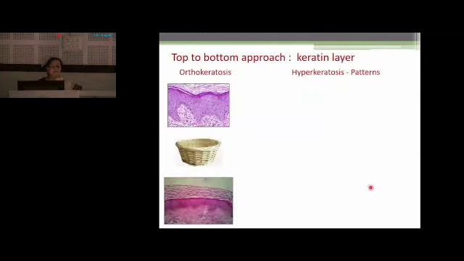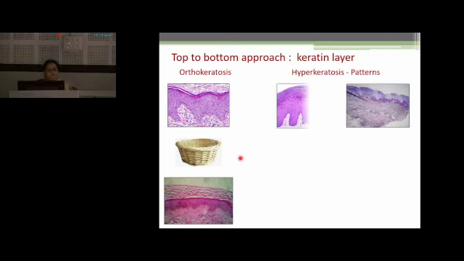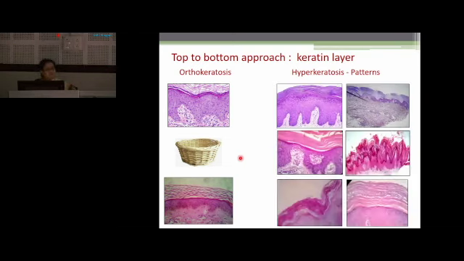Now further details can be seen starting from the keratin layer. Normal keratin appearance is like a basket wave pattern, called orthokeratosis. So it shows 2 to 3 layers depending on the physiological variations. Hyperkeratosis is increase in the keratin layers. It can be compact hyperkeratosis. It may be focal, or it may be alternating with normal to compact.